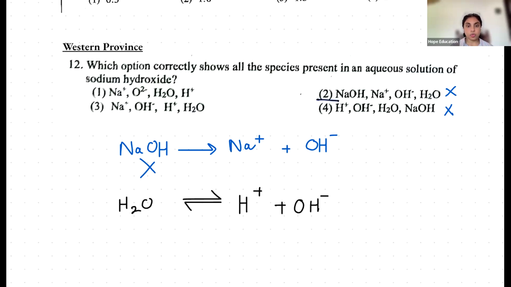Then water, H2O. H2O කොහොමද මෙතන ඉන්නවා. එහෙනම් the answer should be the third one. First one can anyways not be an answer. මොකද මේ O2 minus එහෙම අපි ගෙනගෙන නැහැ. Okay? So here the answer is the third one.